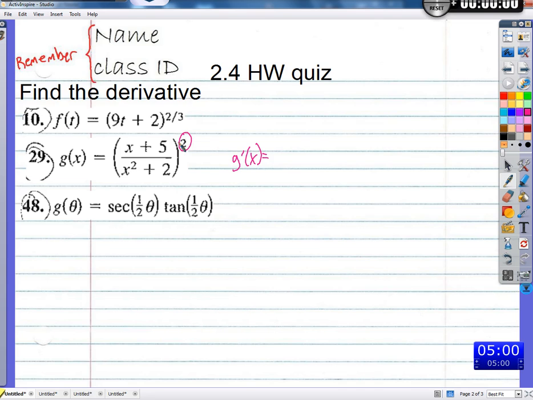U squared, something squared. Then the inside, of course, we all see, is this quotient of two functions.